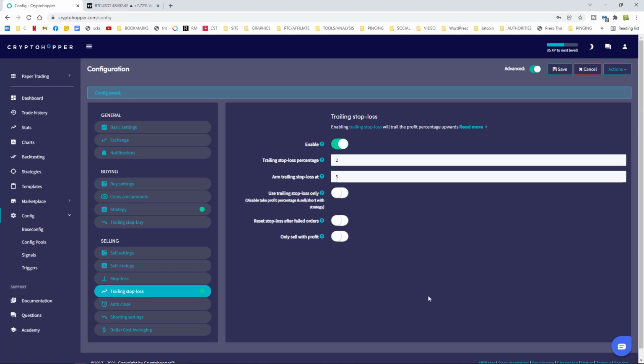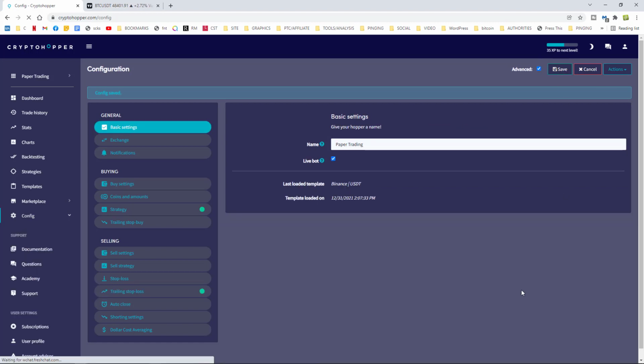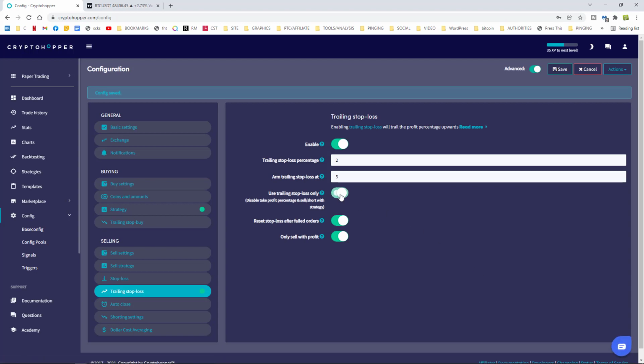See what happens. Reset stop loss, and that should be on. Only sell with profit. Click on save. In fact, just for this setup, just for you, just in case, just to be safe, I'm going to switch all of these on. Alright? Click on save because we've made some changes.